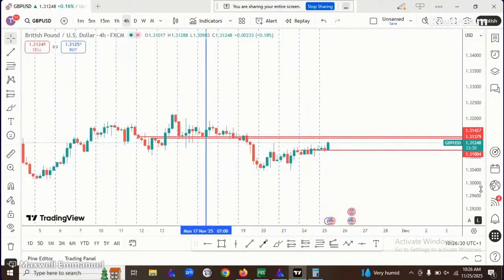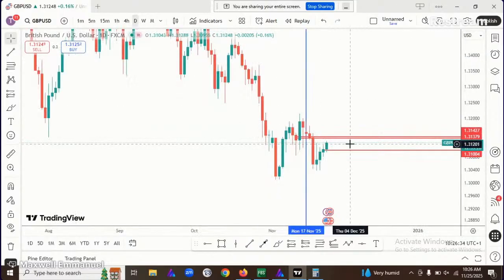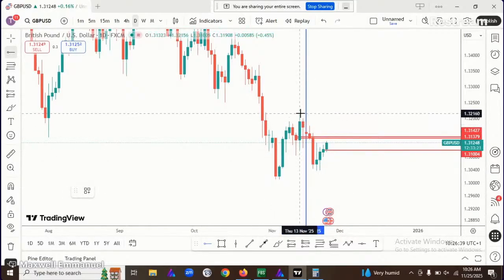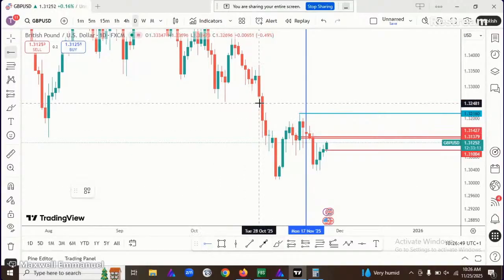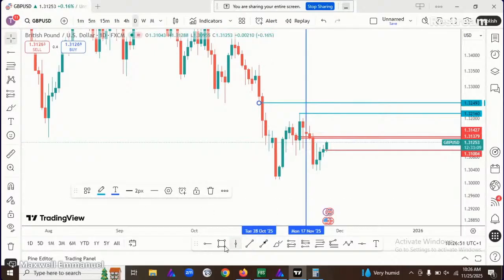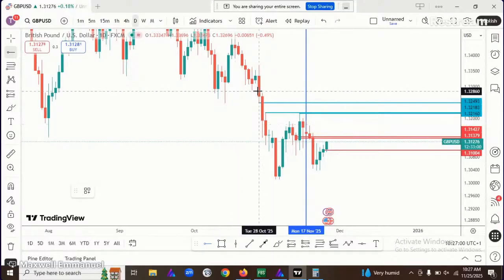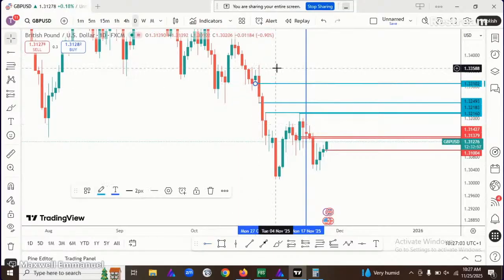Okay, let me go back to the daily. Let me show you my target. My first target on GU today is this high. Above this high we have this fair value gap, so that is likely going to be the next draw on liquidity. If price breaks above this high, then we should expect price to come fill this fair value gap.